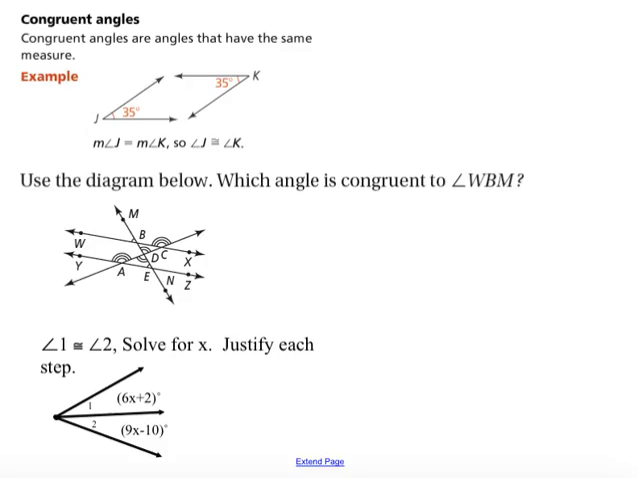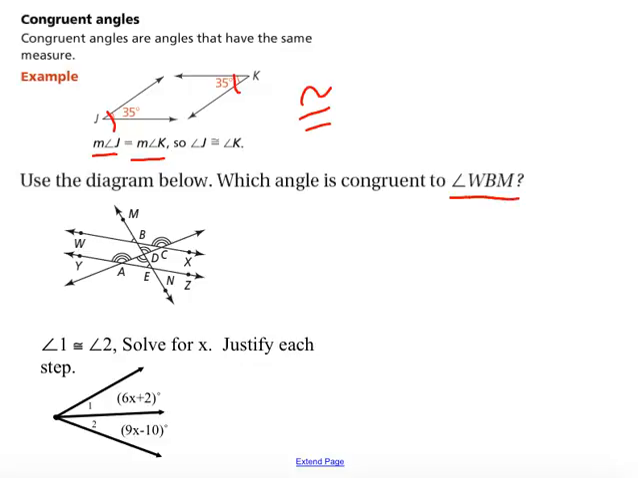So congruent angles are just like congruent segments. They mean they have the same measure. And we mark congruent angles with this little half moon arcing mark. So if we have angles that are congruent, we'd say the measure of angle J is equal to the measure of angle K. So the congruent statement would be that angle J is congruent, remember that's this sign here, to angle K. Using the diagram below, which angle is congruent to angle WEM?